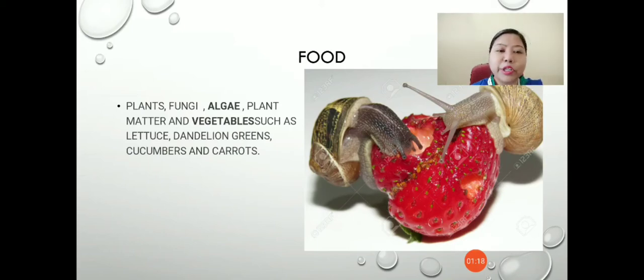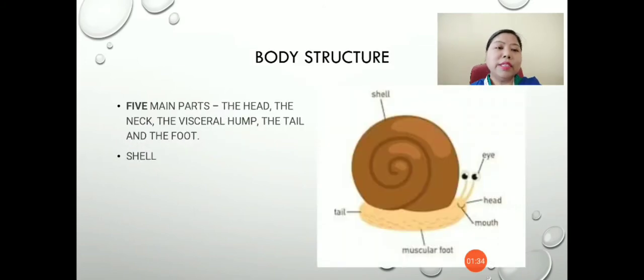And here in the picture you can see that the snail is feeding on strawberry. So that means it also eats fruits. So they eat fruits, vegetables, then fungi and the algae. They eat everything. Fine. So this is the food habit of a snail.